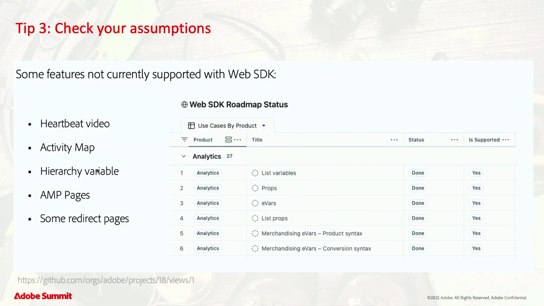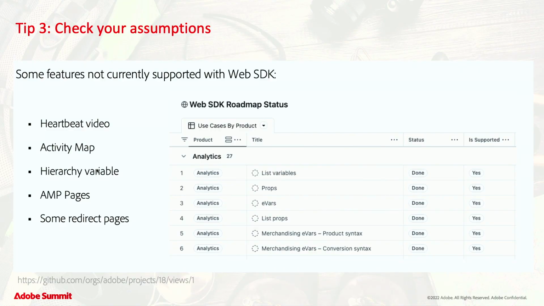So this slide is not exhaustive by any means. What we've tried to do is represent a couple examples here. Heartbeat video and activity map, if you were to try to implement tomorrow, would not be supported. These are things that are coming, and honestly, if you were to start your implementation tomorrow and it took you a month or 2 months to get underway, you'd probably be in great shape because the product teams are working on this. But if you implemented tomorrow, they wouldn't be available to you.